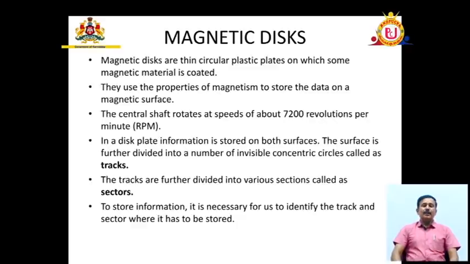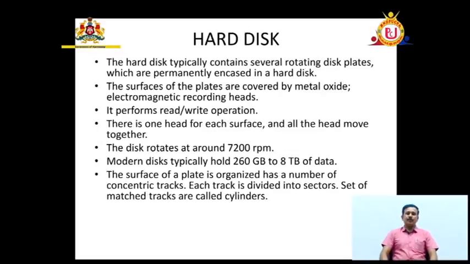Next, we'll come to know in detail about the hard disk. A hard disk typically contains several rotating disk plates. A central shaft holds a number of layers in a hard disk. Because of the number of layers, we can store a large amount of data in hard disks. The surface of the plate is covered with metal oxide. So electromagnetic recording heads are used.